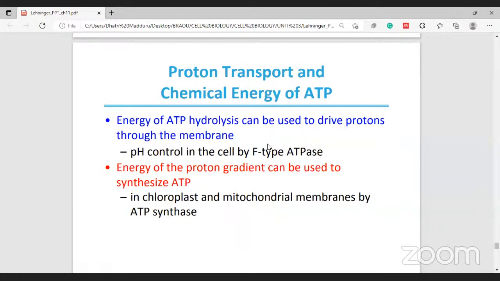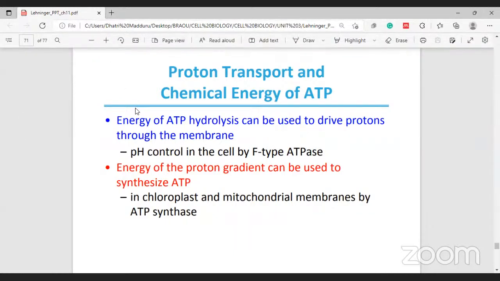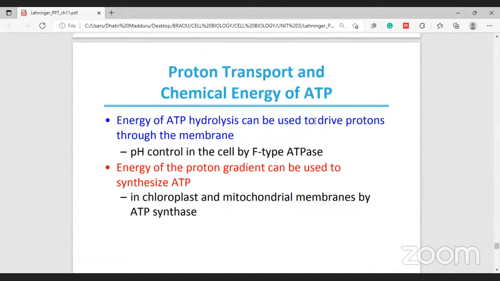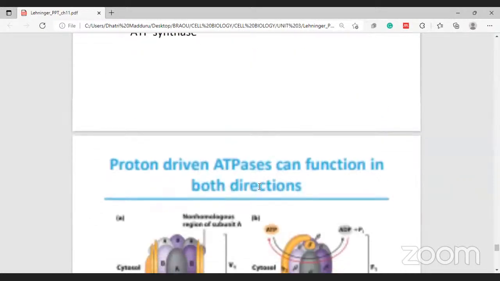Then another is the generation of ATP. So here you have proton transport and the chemical energy of ATP. The energy of ATP hydrolysis can be used to drive protons through the membrane. In the F0, F1 particle especially, we have an enzyme called F-type ATPase. So the energy of the proton gradient can be used to synthesize ATP. This happens in chloroplast and mitochondrial membranes.